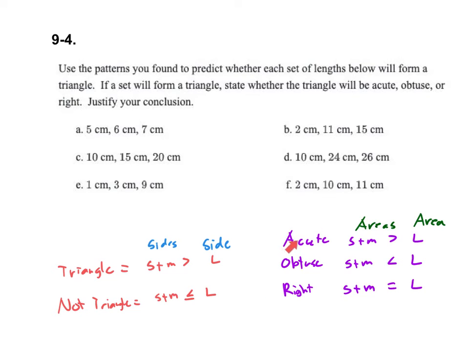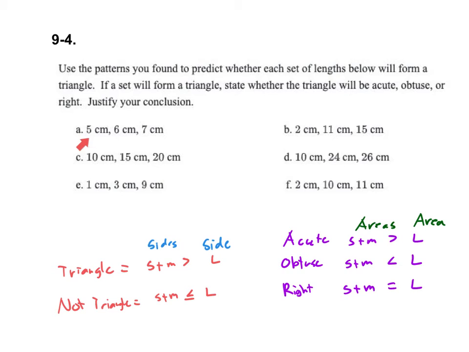If it's an acute triangle, the small plus the medium area needs to be bigger than the large area. If it's an obtuse triangle, the small plus the medium area needs to be less than the large area. If it's a right triangle, the small plus medium area needs to be equal to the large area. So let's see what we can find out about these triangles here.